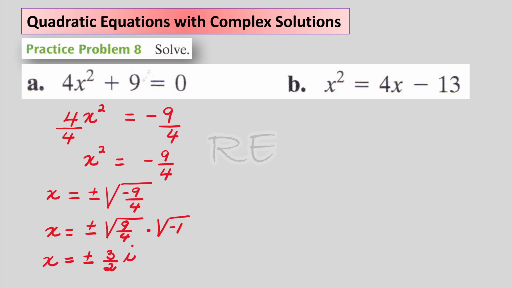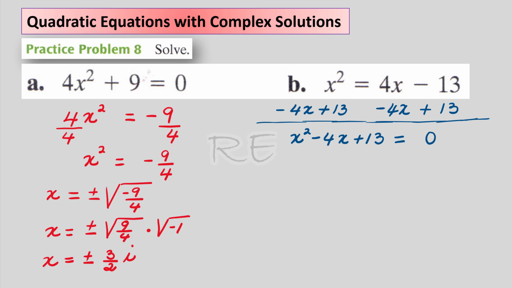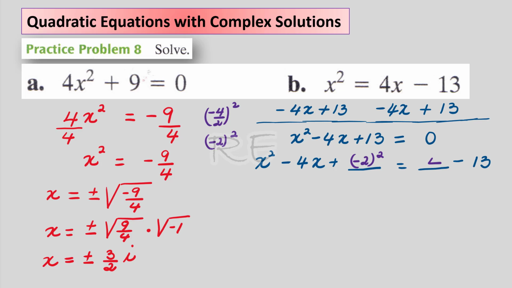In order to write the equation in standard form, we're going to transpose 4x minus 13. We get x squared minus 4x plus 13 equal to 0. x squared minus 4x plus the missing piece is equal to the missing piece, and we transpose 13, so it's going to be minus 13. The missing piece is (-4 over 2) squared, which is (-2) squared. We add (-2) squared to both sides. Of course, (-2) squared is +4.